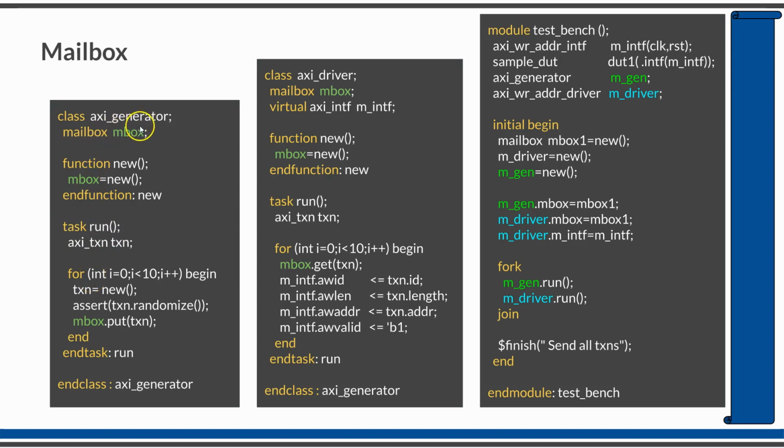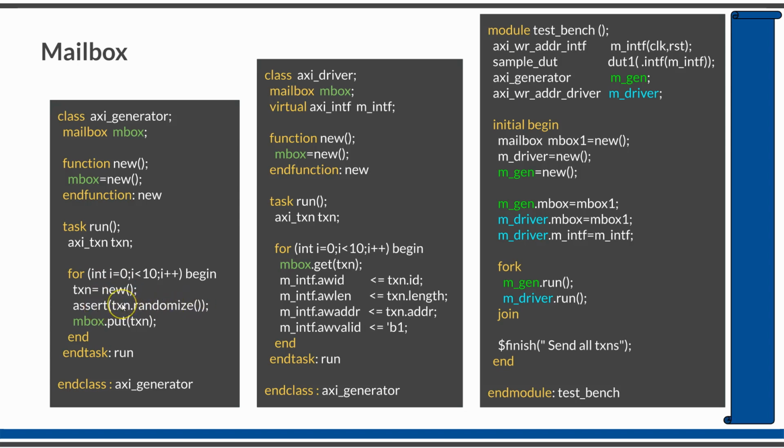So this is a generator class. AXITXN is another class which I have not shown here. Just understand that it's another class which is representing a transaction. And in a for loop, the class is created 10 times. So this is how you create an object of a class in SystemVerilog, and you are randomizing the class object.